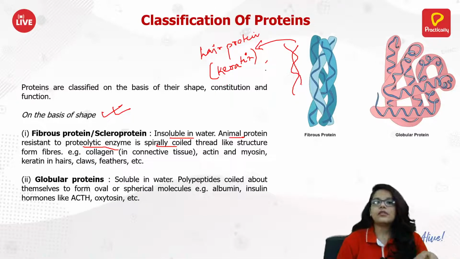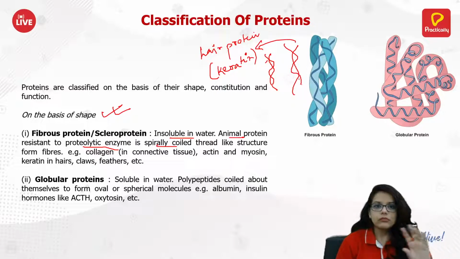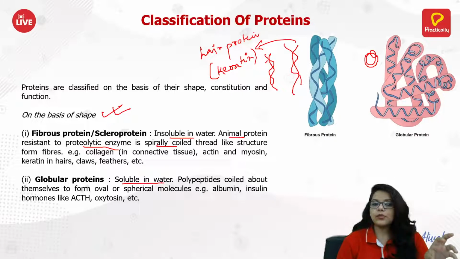Okay, now this is like straight and a little bit twisted, something like that. Then there are globular proteins, which are a bit round or spherical in structure. This is more of an oval or spherical structure. Those are known as globular proteins. These are soluble in water. Polypeptides coiled about themselves to form oval or spherical molecules, such as albumin.